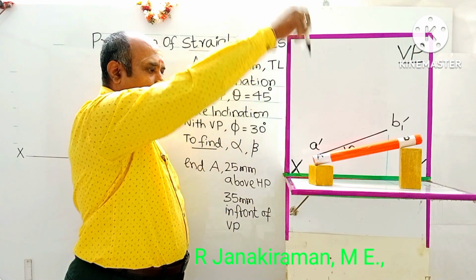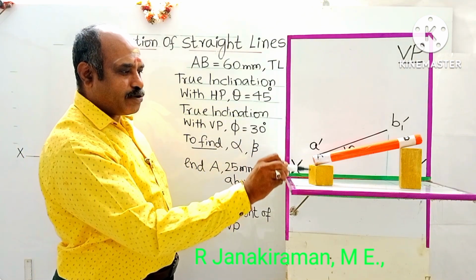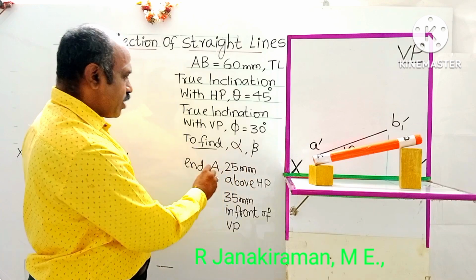This distance is seen in the top view. You cannot see this distance in the front view. In the front view you can see this height, 25 mm above HP, where the point A is located.